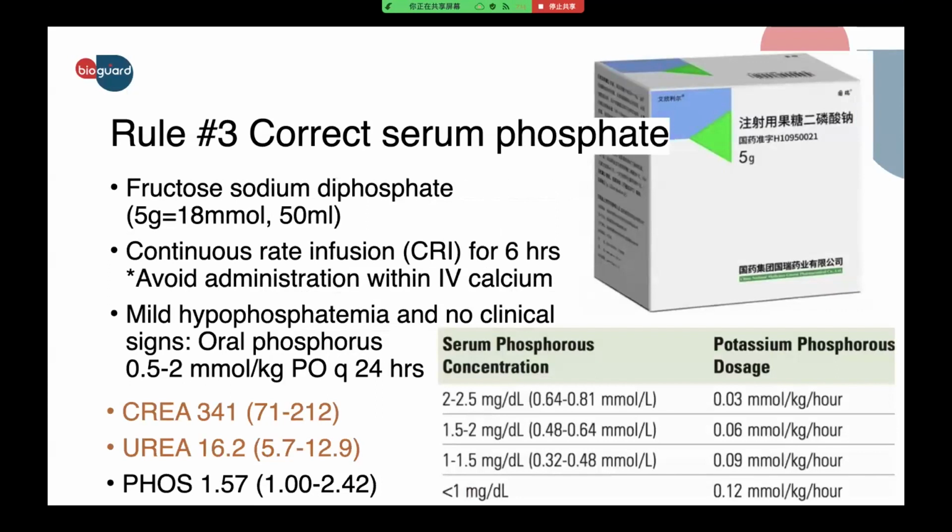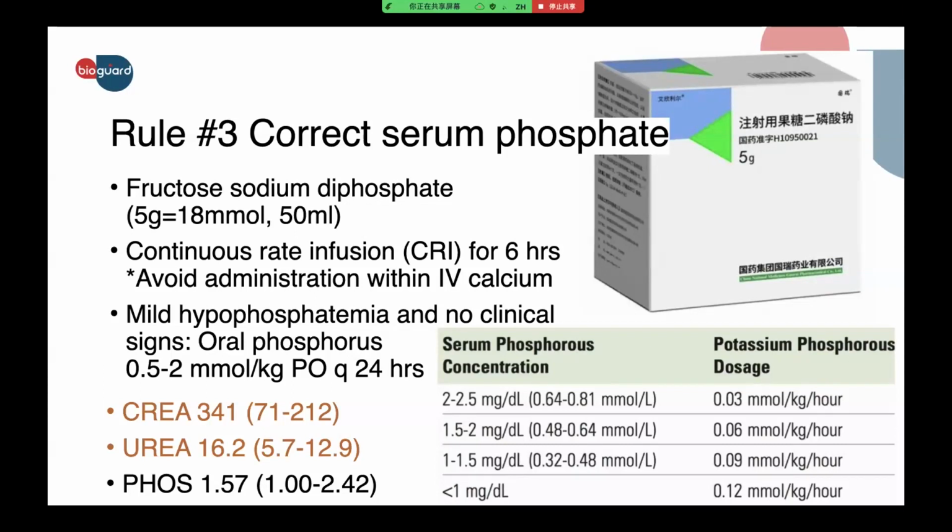And the third rule would be to correct the serum phosphate. We can see the blood work of this cat. The phosphate is still in the normal range, but at the same time, the other kidney values are very high because of the dehydration. Commonly, the creatinine, urea, and phosphate will elevate at the same time, but the phosphate is still in the normal or low-normal range because the animal hasn't eaten for a long time. So she cannot absorb enough phosphate.